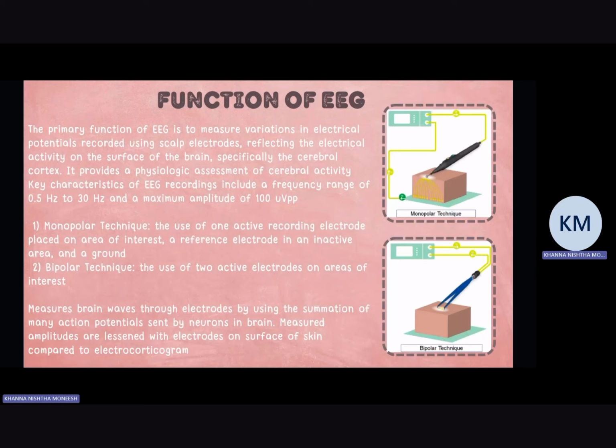Firstly, the monopolar technique, which uses one active recording electrode placed on the area of interest, a reference electrode in an inactive area, and a ground. The bipolar technique involves two active electrodes on the area of interest. EEG measures brain waves through electrodes by summing up many action potentials sent by neurons in the brain.